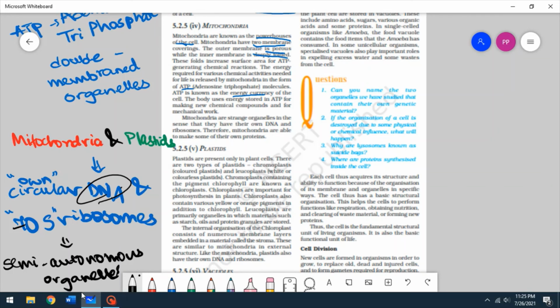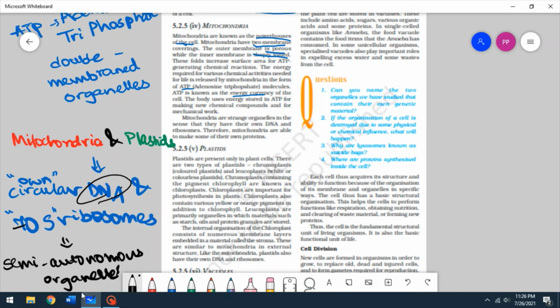And plastids are only present in plant cells. We don't see them in animal cells. There are two types of plastids. Chromoplasts, colored, and leucoplasts that are white or colorless. Chromoplasts that have chlorophyll in them are called chloroplasts. Chloroplasts we are very aware of because they contain chlorophyll, and chlorophyll we see in most green plants. I mean all green plants, which are most plants.